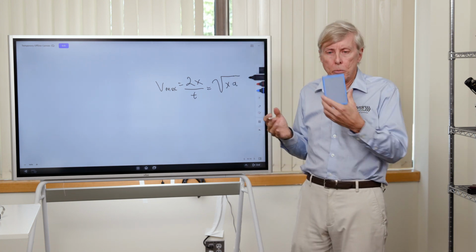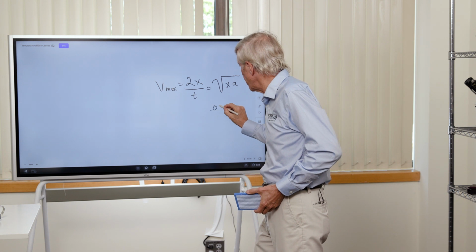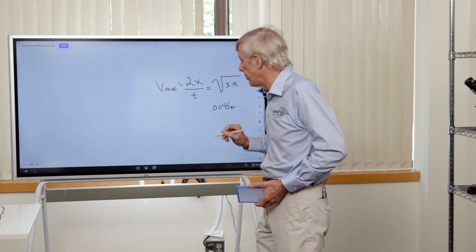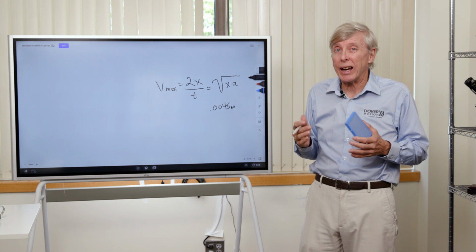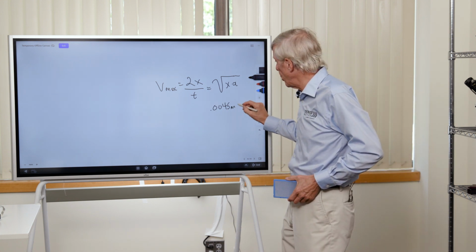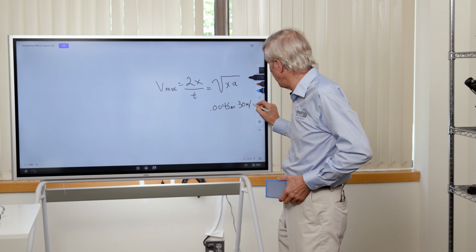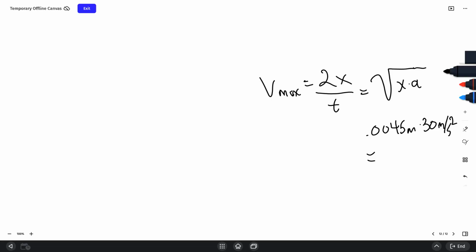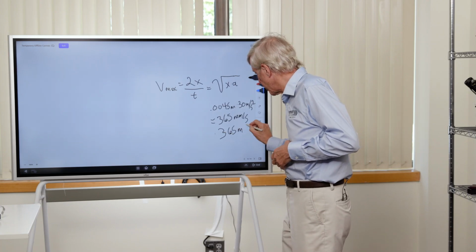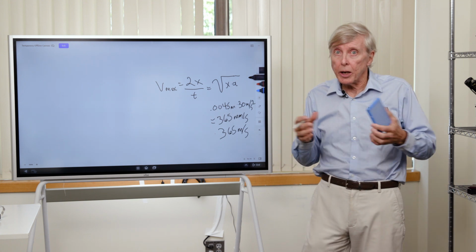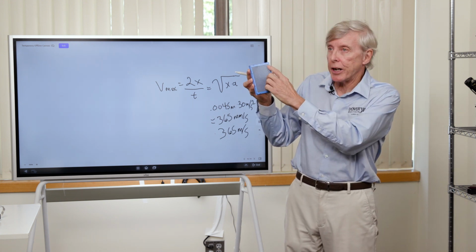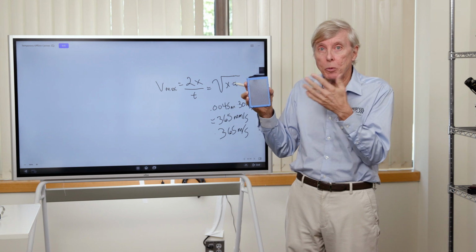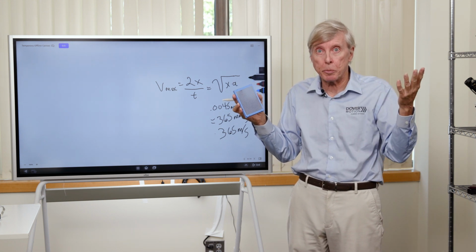If we take that move distance of 0.0045 meters, and let's say we wanted to operate at 3 Gs, or 30 meters per second squared, that is a peak velocity of 365 millimeters per second, or 0.365 meters per second. That's a pretty good clip. Remember, we're only going from one of these to the next one, a very short distance, and yet we've hit a peak velocity that's over 1/3 of a meter per second.